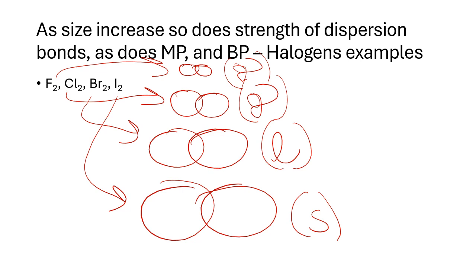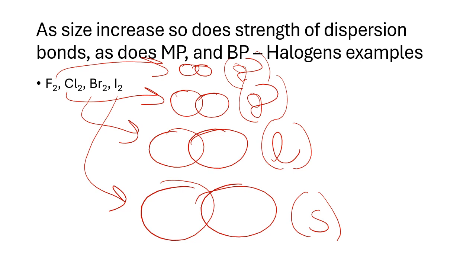So, since iodine has the most protons, the largest radius, and therefore the most electrons, the dispersion forces are so great that it makes the melting point greater than room temperature. For bromine, that would be the melting point. So we'll make the boiling point greater than room temperature.